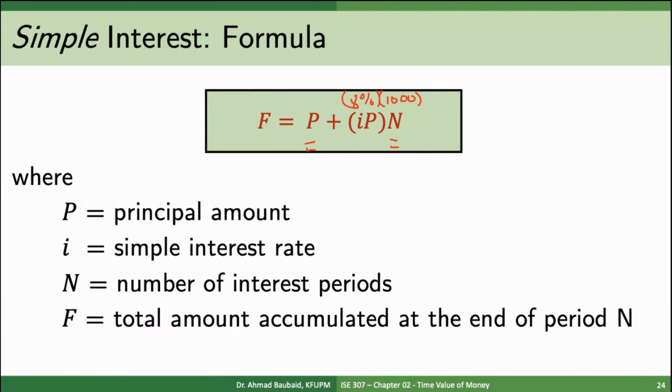Thank you. Just a quick question. So we won't see the difference between compound and simple interest unless the periods are longer, right?